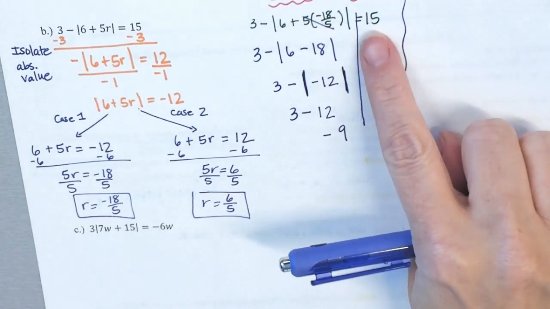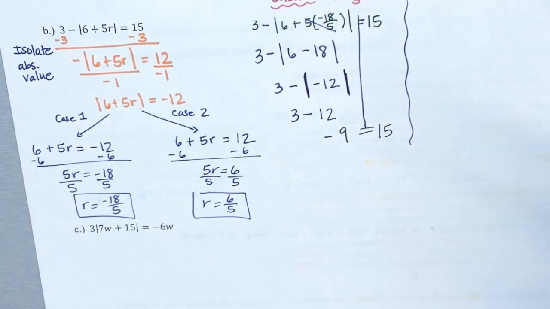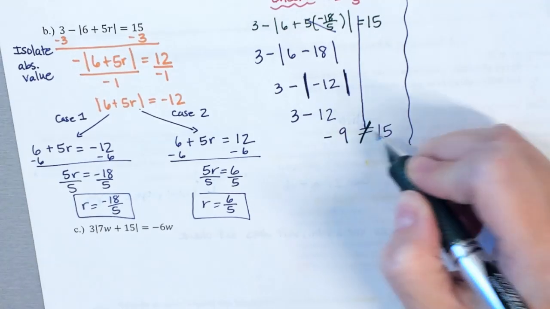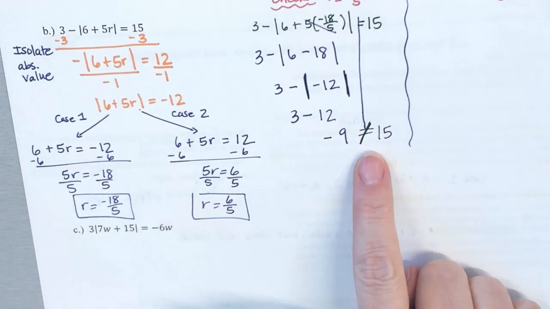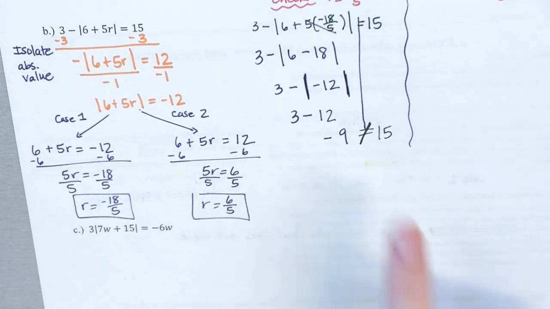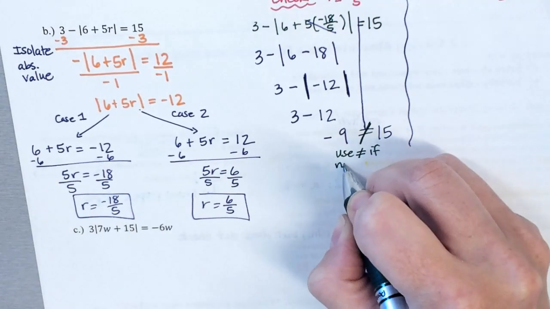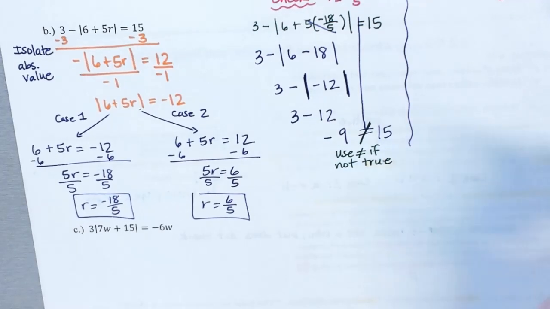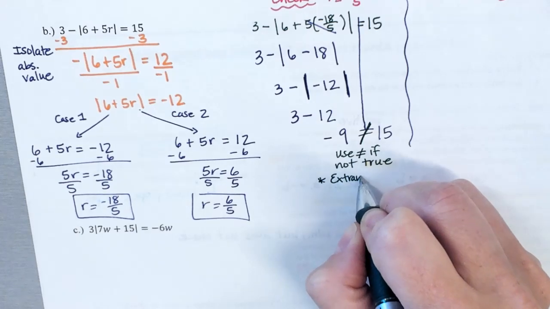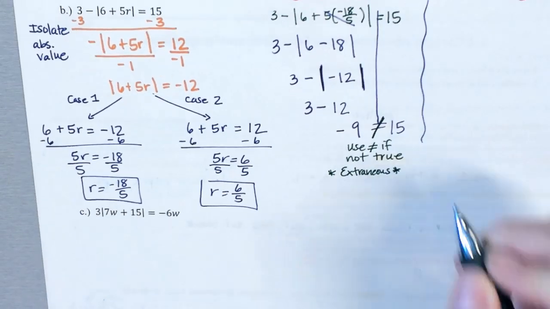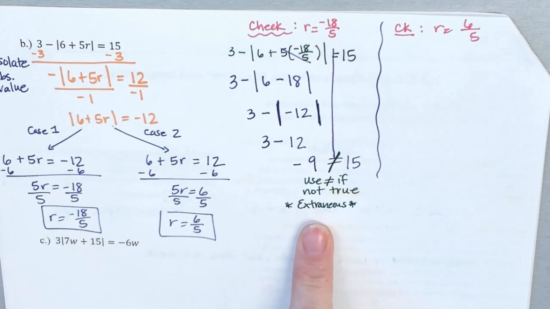Well, this side is just 15, right? So we don't even have to do anything there. Are those equal? No. If it's not true, I want you to cross that out. So put the not equal. Don't leave them equal to each other if they're not. And then this is an extraneous solution. You don't have to write that on your solution line, and your work is going to verify that it is extraneous.